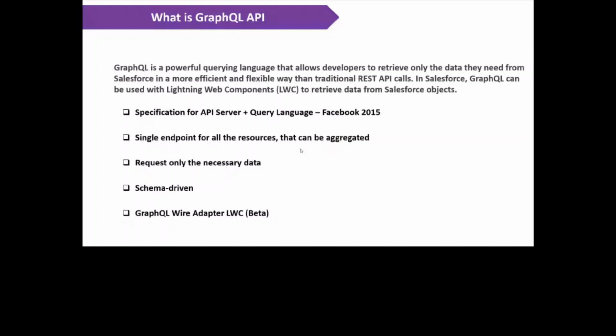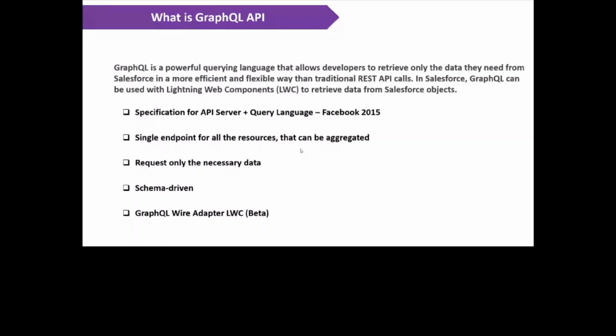The next thing is schema driven and enabled introspection. If an external developer needs to access Salesforce object schema details, they can access those details by using the GraphQL API. And the last thing, GraphQL wire adapter. Using this feature, you can access the GraphQL API schema in your Lightning Web Components. Right now, it's a beta version. It will become generally available starting from Spring 24.